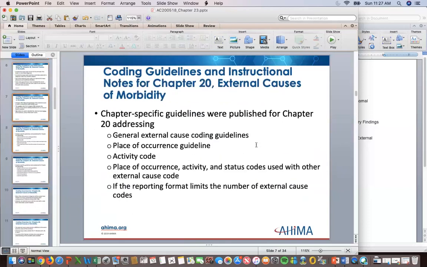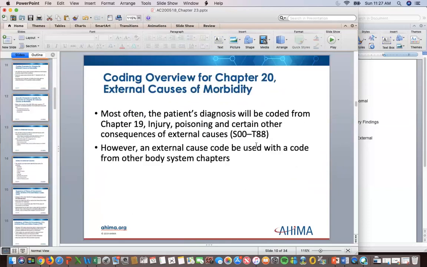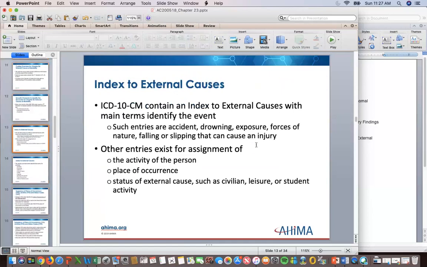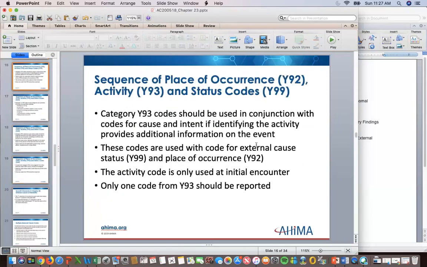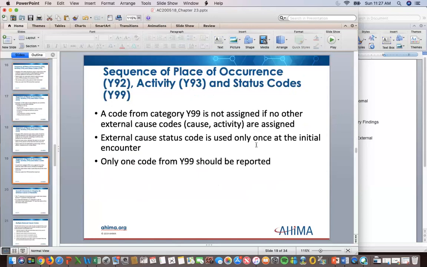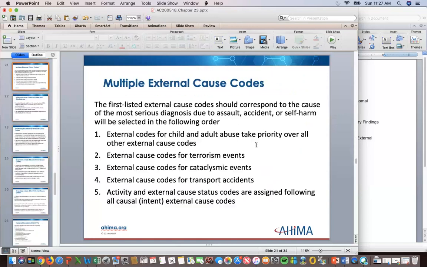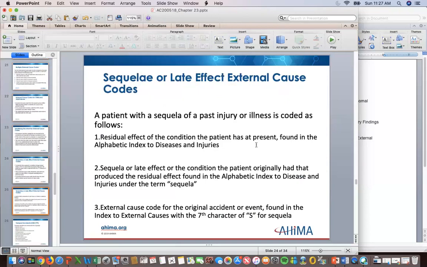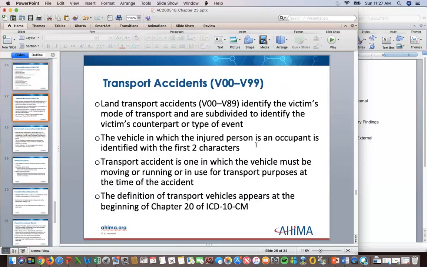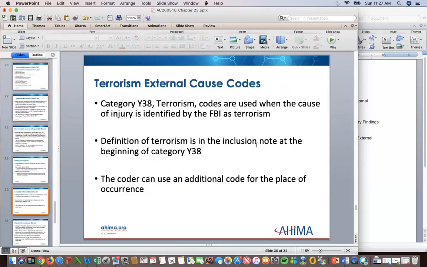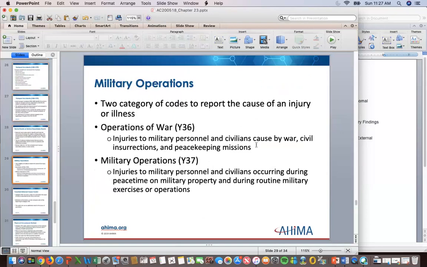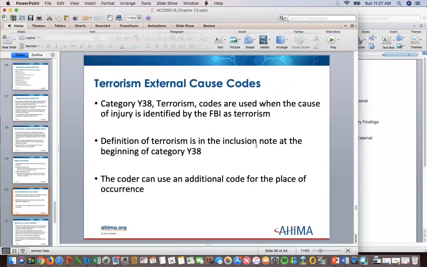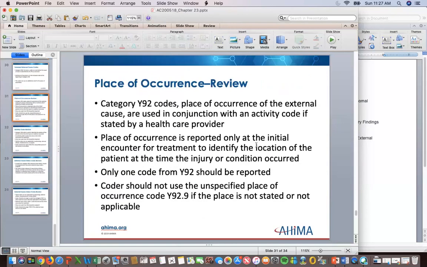So again, take a moment and just peruse through chapter 20. Very interesting, very detailed information, but I think it will stick in your mind a little bit better if you take that moment to review the codes and what is actually there. Here's the military operations, operations of war, military operations, terrorism. Again, those are some of our codes for that too.